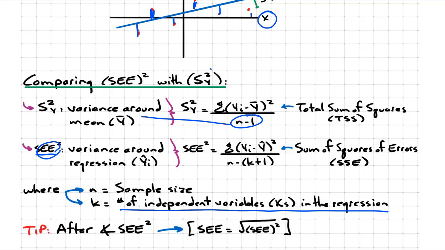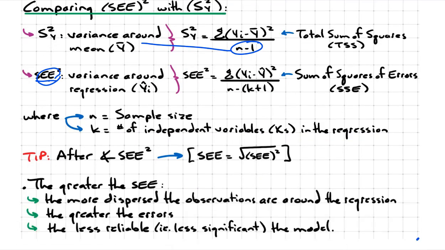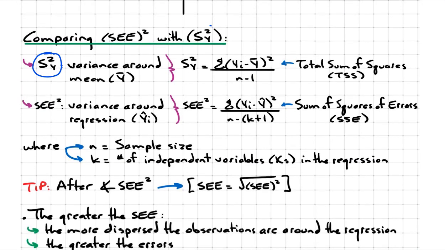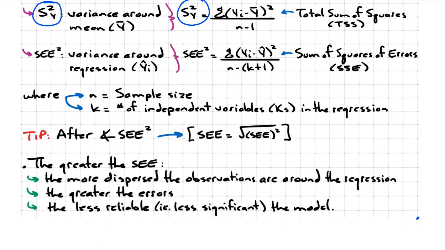And then after we compute SEE squared, this is the same process as variance. You first square so that the positive and negative dispersions don't cancel each other out. But then once you have a number for variance, you remove the square by taking its square root, and it's the same thing here. So after we've calculated SEE squared, you remove the square by finding its square root.